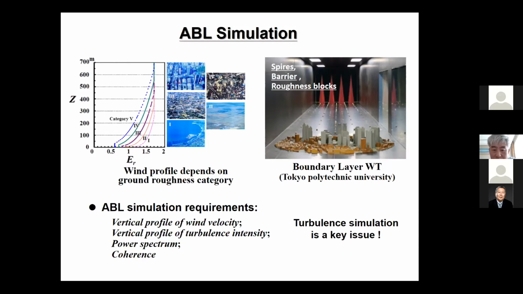When we model the atmospheric boundary layer in the wind tunnel, we have to consider at least the vertical profile of wind velocity. Such categories 1, 2, 3, 4, 5 depend on the country. Some countries have 5, some have 6, and some have only 1 category. In addition to the velocity profile, we have to consider turbulent intensity, and the power spectrum and the coherence. We want to simulate more naturally the turbulent boundary layer in the wind tunnel to test the wind load.